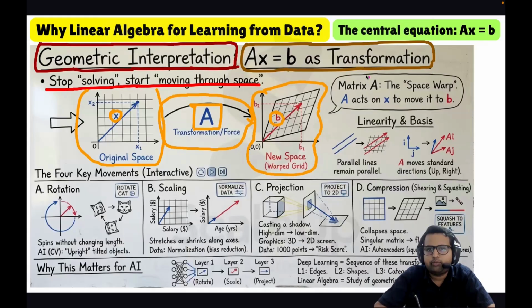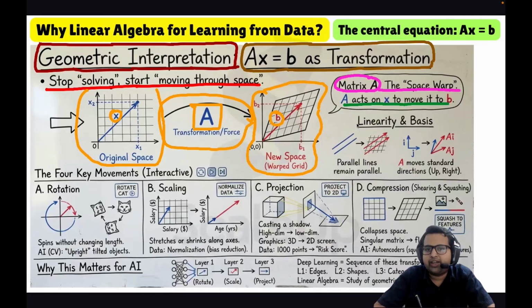So here matrix A is the space warp. Matrix A acts on X to move it to B. Now we will discuss the concept of linearity and basis in this transformation.